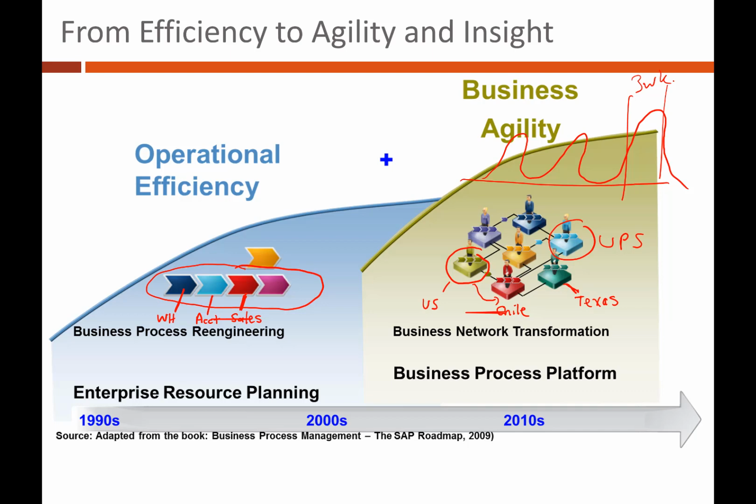So that's what companies are looking for right now. They're looking for ways to support businesses coming together and being able to effectively collaborate to provide this business agility. And it forces us to rethink the role of IT here.